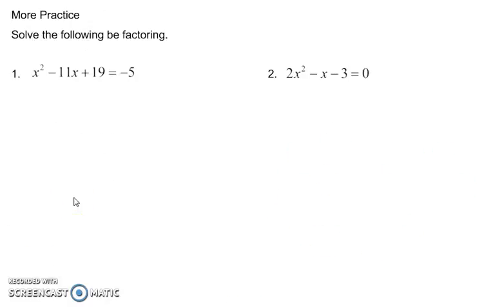Now, here are two more practice problems. Press pause, try the two additional problems, and then press play when you're ready to continue.